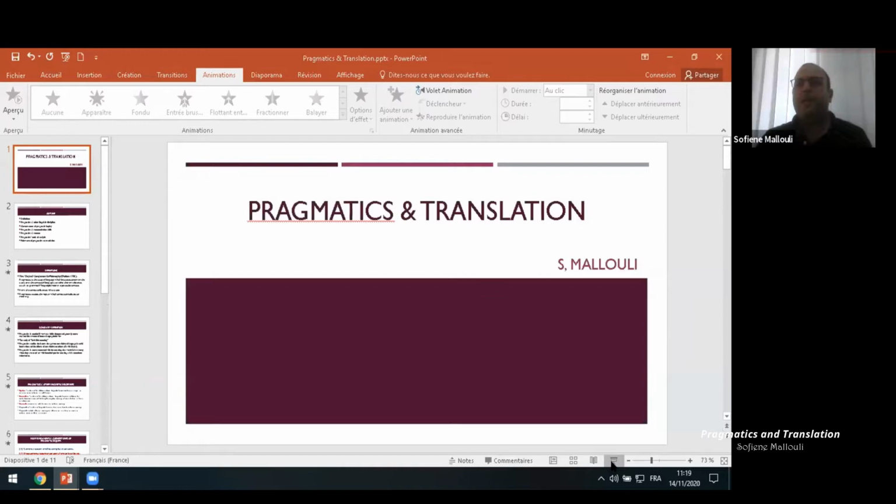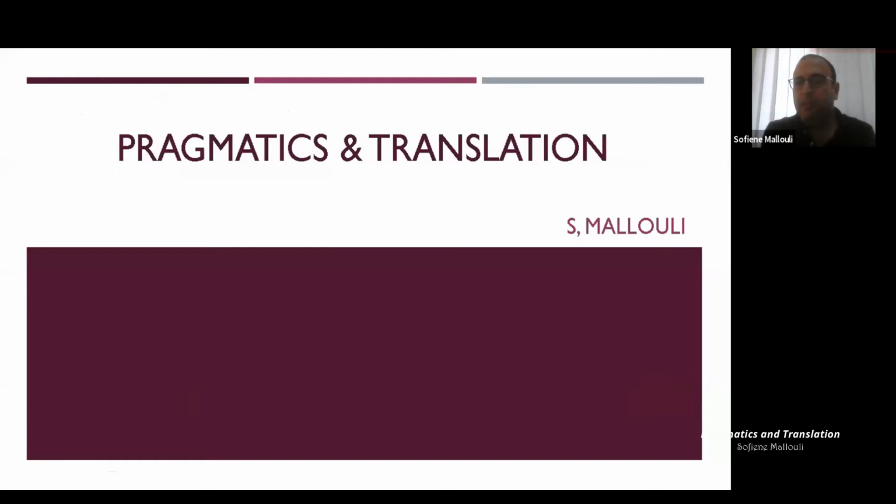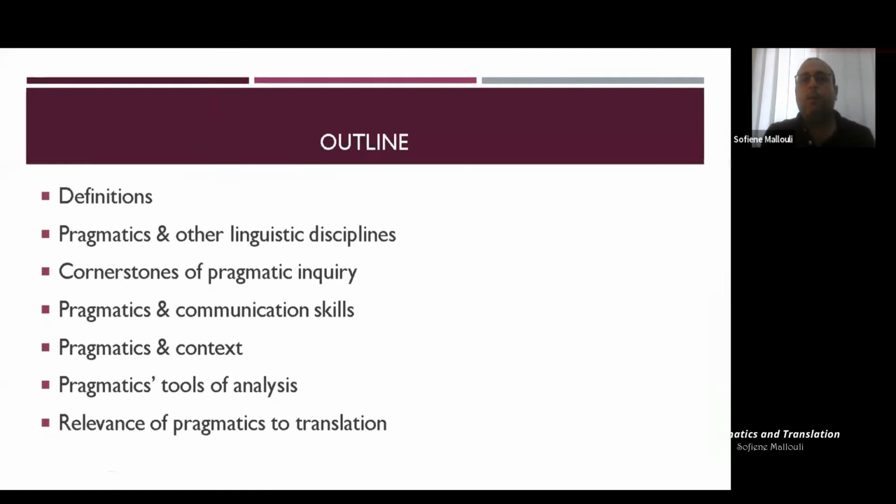Right. So I called it Pragmatics and Translation, which is the title of the subject. What we will be talking about are the following seven elements, but I won't go into too much complexity and too many details. We'll be talking about definitions. We'll be comparing pragmatics and other linguistic disciplines. I'll be talking about the cornerstones of pragmatic inquiry, pragmatics and communication skills, pragmatics and context, pragmatics and the tools of analysis, and the relevance of pragmatics to translation.